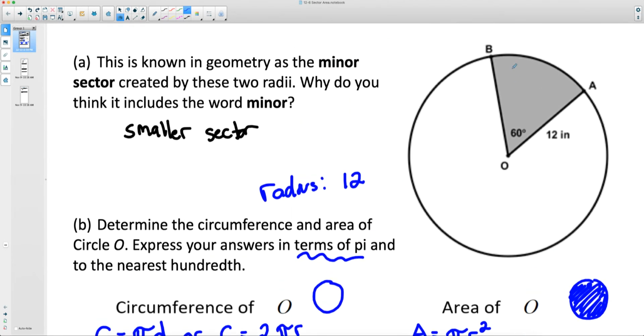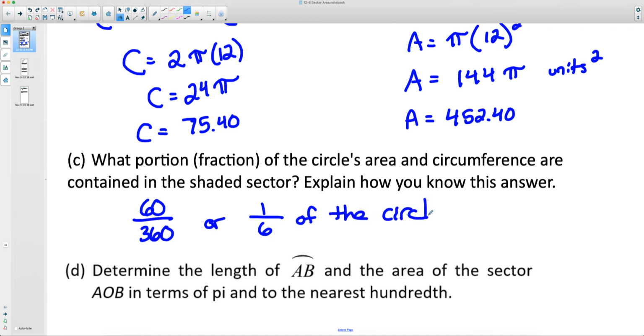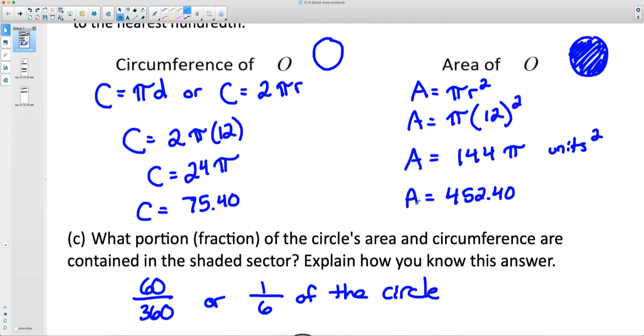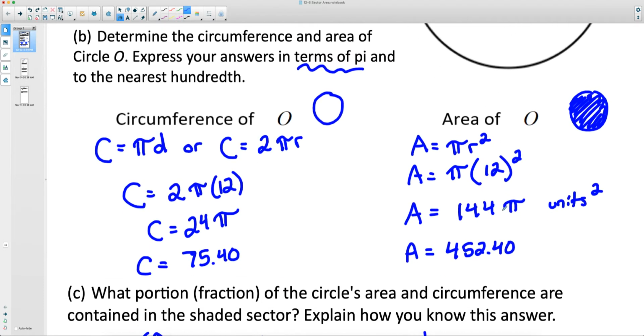Well, let's see. We want to know what portion is contained in this shaded sector, what fraction of the circle. This is 60 degrees. Think about a full circle. A full circle is 360 degrees, so it's 60 out of 360, or we could say it's 1/6 of the circle. This sector is a sixth of the circle. I can go do 6 more of these: 1, 2, 3, 4, 5, 6, and then that would make the full circle. So it is a sixth of the circle.